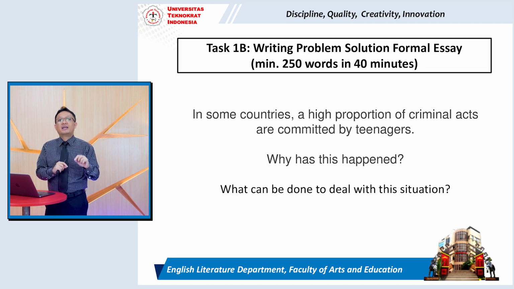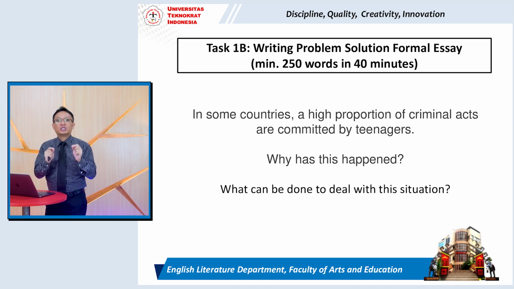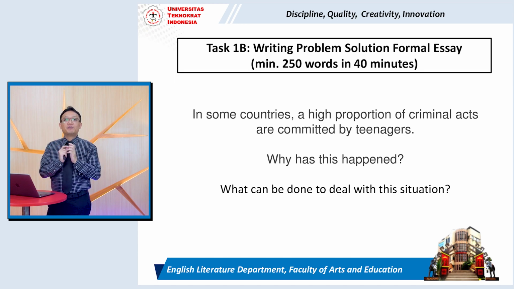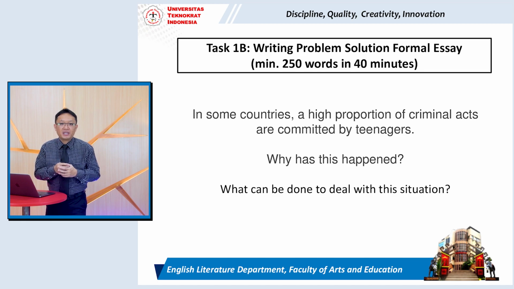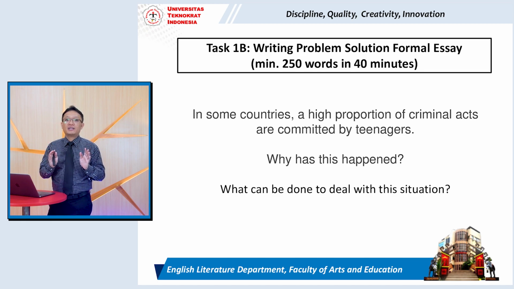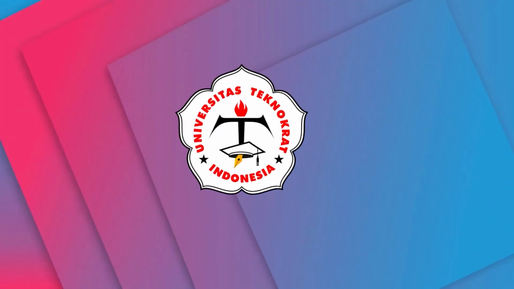The issue is, in some countries, a high proportion of criminal acts are committed by teenagers. So this is the issue. A high proportion of criminal acts are committed by teenagers. So, the question is, why has this happened? And the next question is, what can be done to deal with this situation? Okay, students?